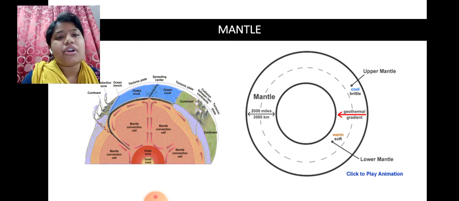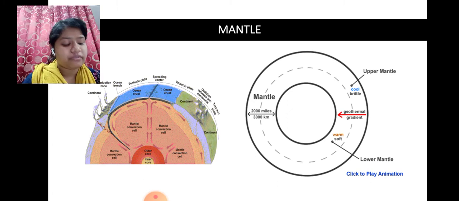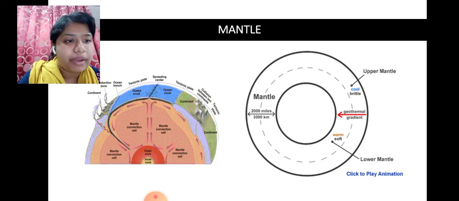So the density of the rocks of the mantle is 3.4 grams per centimeter cube. So the mantle mainly consists of oxides and silicates. So I hope the mantle is clear.